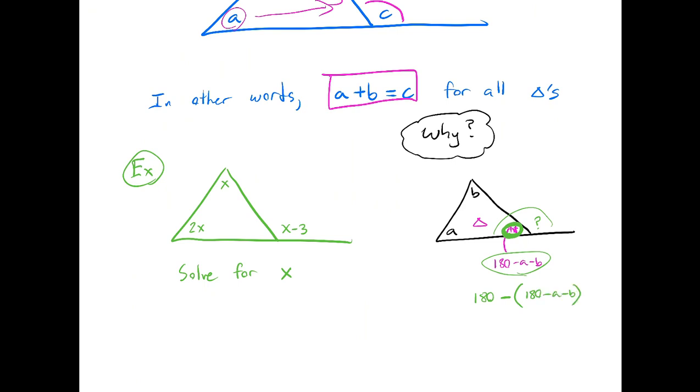Right? And so then we go, okay, well, that's 180. We distribute the negative, minus 180 plus A plus B. The 180 minus 180 cancels, and we get that other angle is A plus B. Okay, there we go. Good stuff.